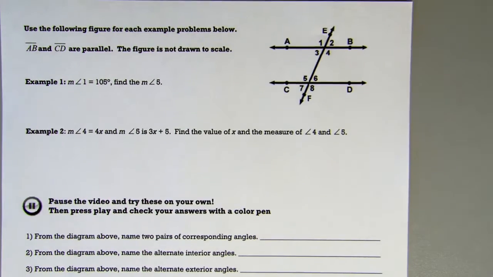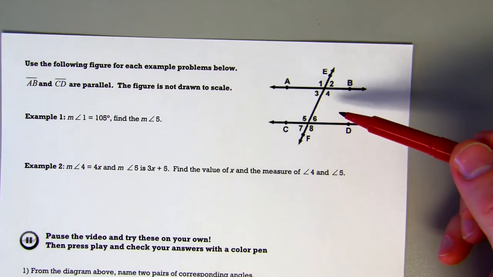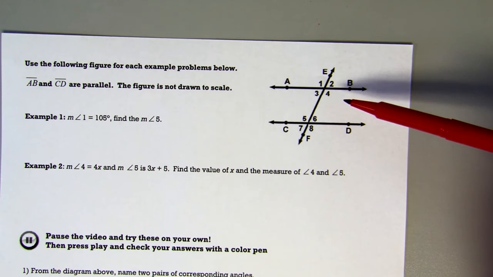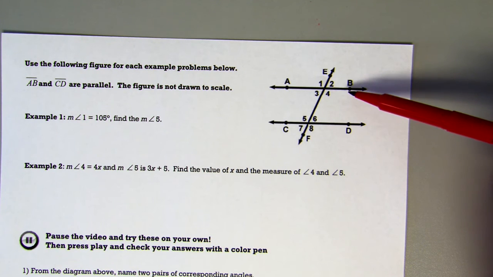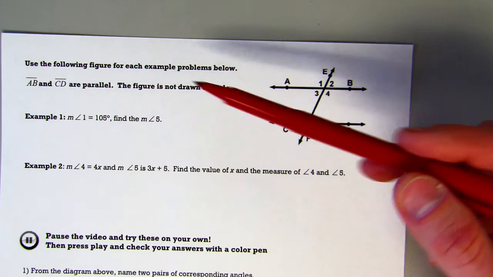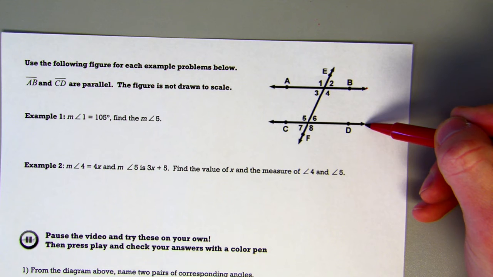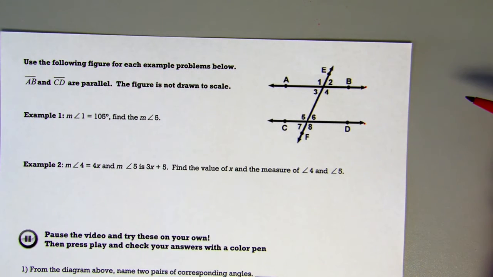Alright, so here's our diagram here. And we're going to use this for the next part of your video as well, so keep that in mind. If you want to go ahead and draw this so we use it, that's fine too. So AB and CD are parallel. That's our parallel lines here. AB, CD, they're parallel. And again, this figure is not drawn to scale.